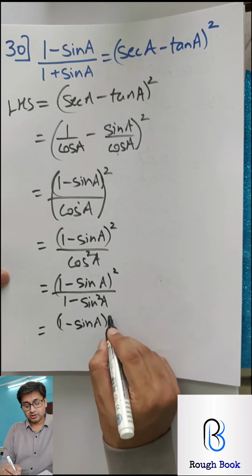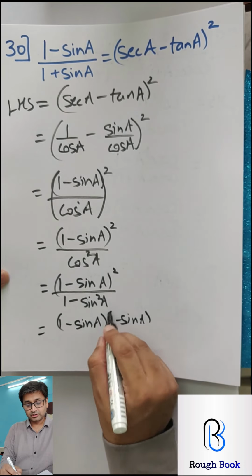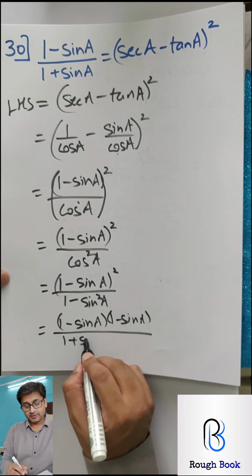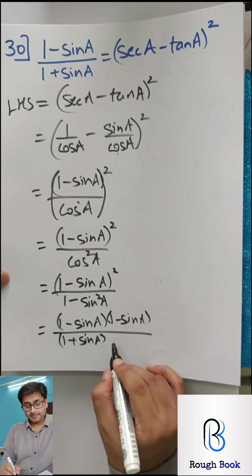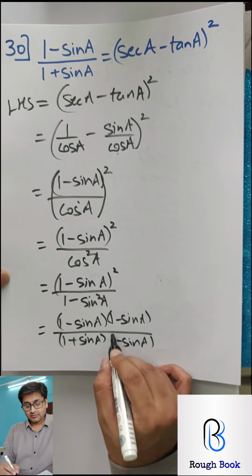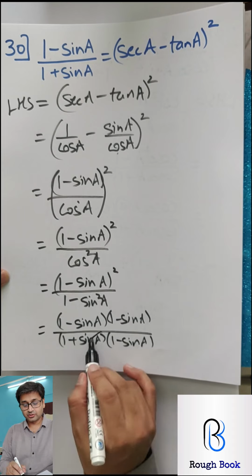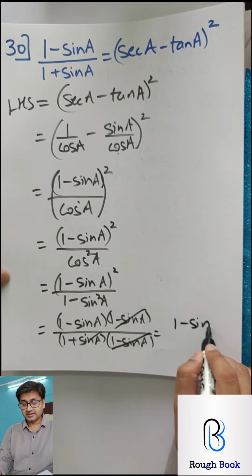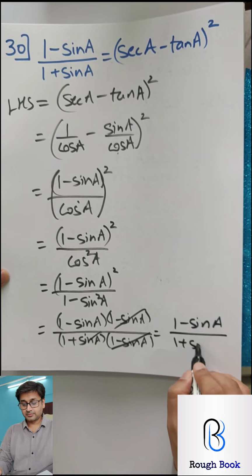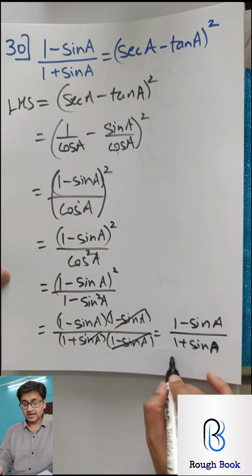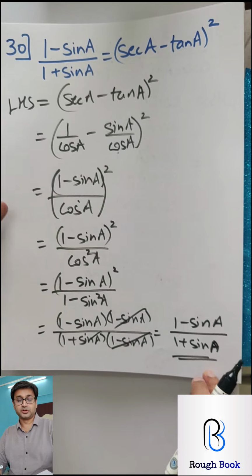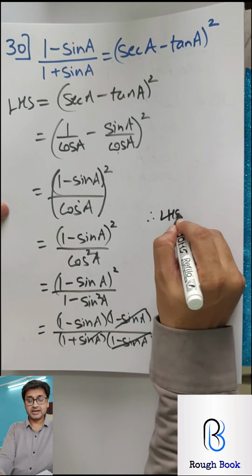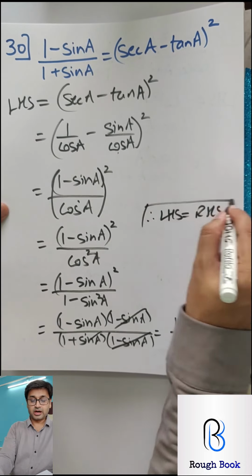1 minus sine A, whole square. Denominator: A plus B, A minus B, because you have 1 minus sine square. So this gets cancelled, and what is left is 1 minus sine A upon 1 plus sine A. Is that what we wanted? Absolutely. So therefore I can say LHS is equal to RHS.